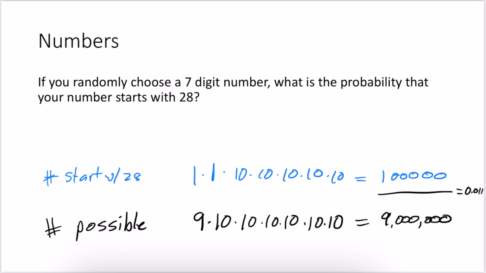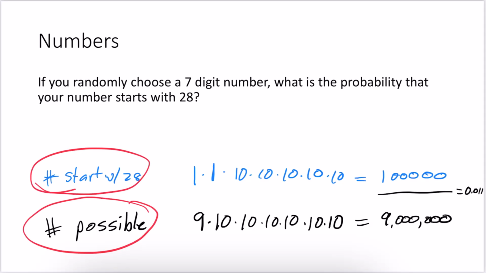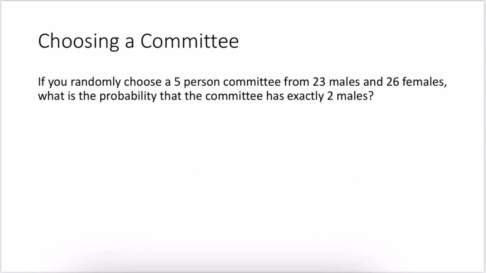So the basic idea here is that you want to figure out the number of possible outcomes and then the number of favorable outcomes, and then you divide those two. So why don't you try this one on your own? Pause the video and then restart it to see how I would solve this one.